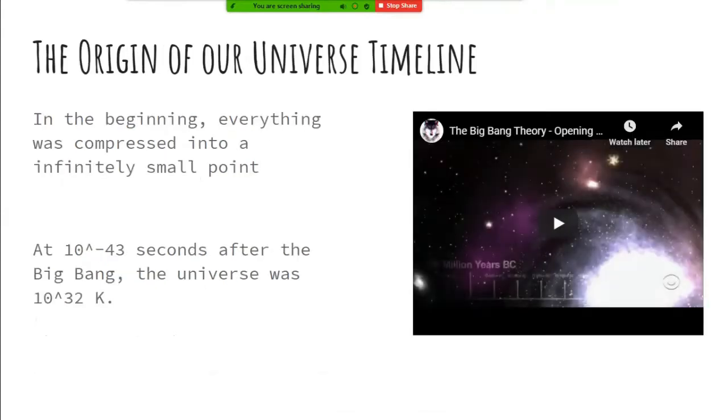So I'm going to provide a timeline for the origin of our universe. In the beginning, let's call this 0 seconds, everything was compressed in a very small point with a large amount of density, so all the mass was compressed in one small point. Then 10 to the negative 43 seconds after, a very small amount of time, the Big Bang occurred, and the universe was at 10 to the 32 Kelvin.